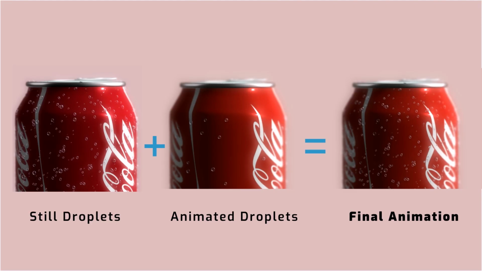Before we dive into Spline, let's break down the effect. As you can see, the condensation effect has two layers. The first layer features static droplets, while the second layer contains animated droplets. With that said, let's head over to Spline and start creating.